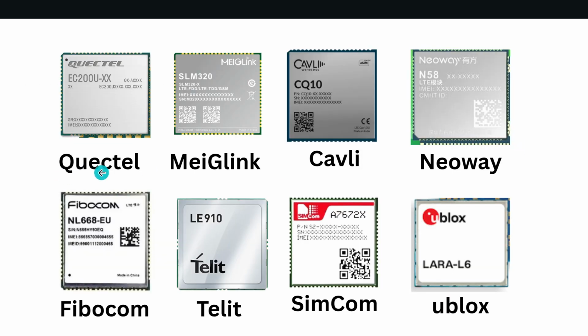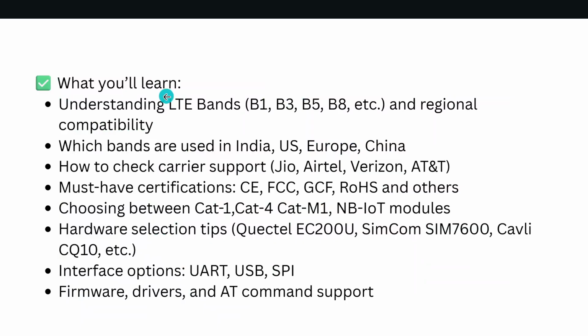Now, there are many companies that provide these modems. So we have Quectel, we have Maclink, we have Cavli, Neoway, u-blox, SimCom, Telit, Fibocom. All these companies offer different variants, and these different variants are for different regions. When it comes to, let's say, China or Asia Pacific, India, you have a very different series. Okay, and when it comes to North America, you have a different series.